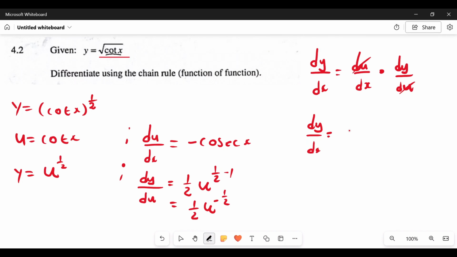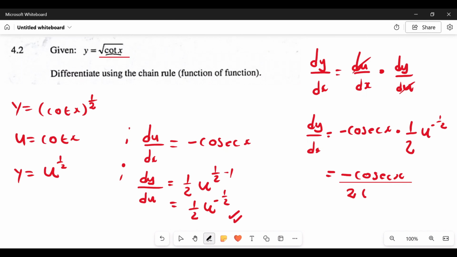So du over dx, we know that is negative cosec x multiplied by dy over du. So our dy over du is this one, 1 over 2 u to the power of negative half. There we go. So if we simplify this further, we're going to have negative cosec x divided by 2 u to the power of half. Right, we are not done when it's like this.